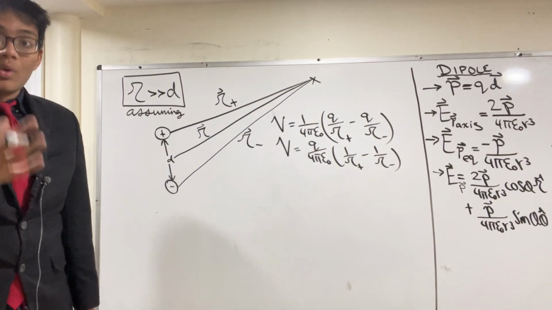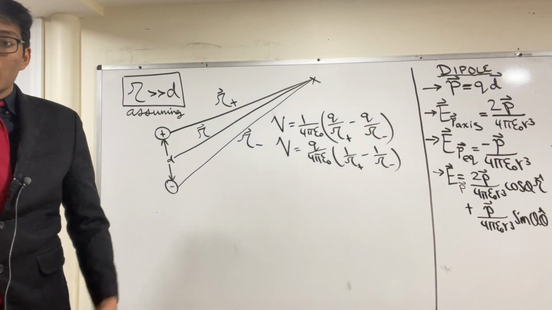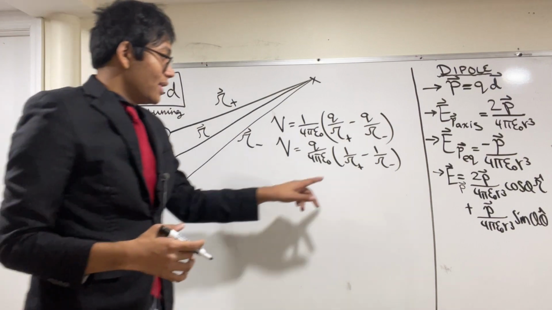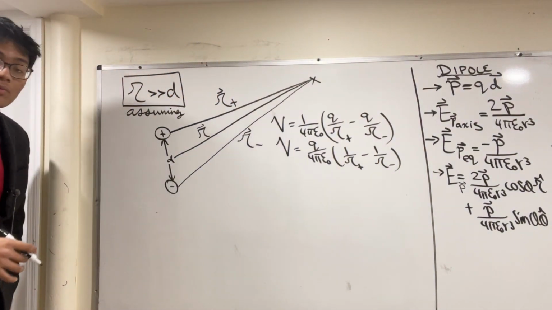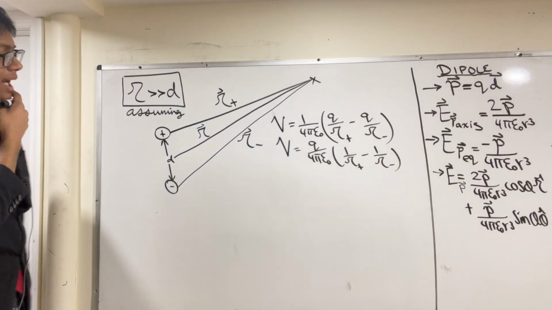You see first one headlight, monopole, two headlights, dipole, four headlights, quadrupole, eight headlights, octopole, etc., etc. So let's approximate this 1 over r sub plus and 1 over r sub minus using this idea. Okay, how can we do that?